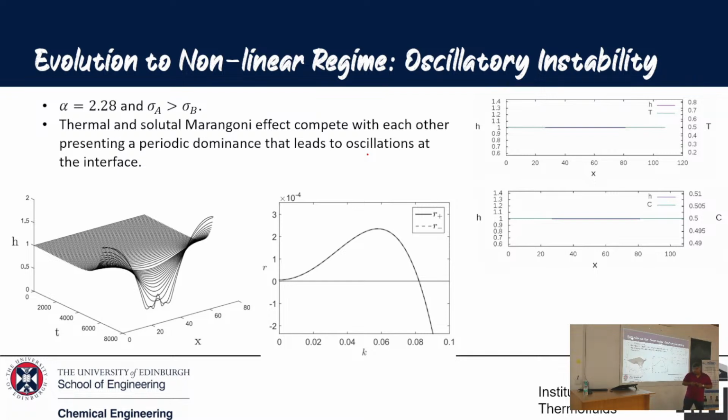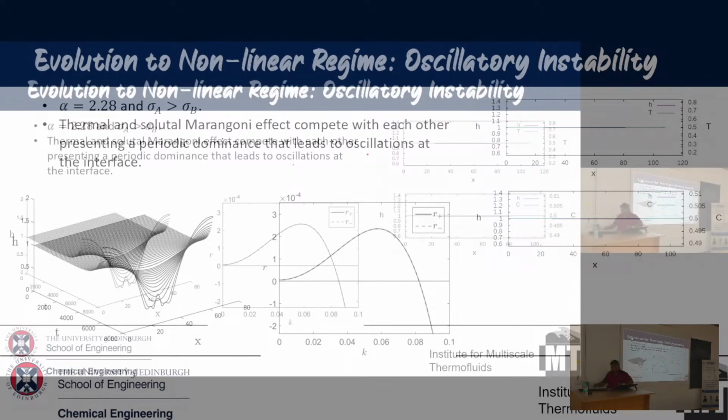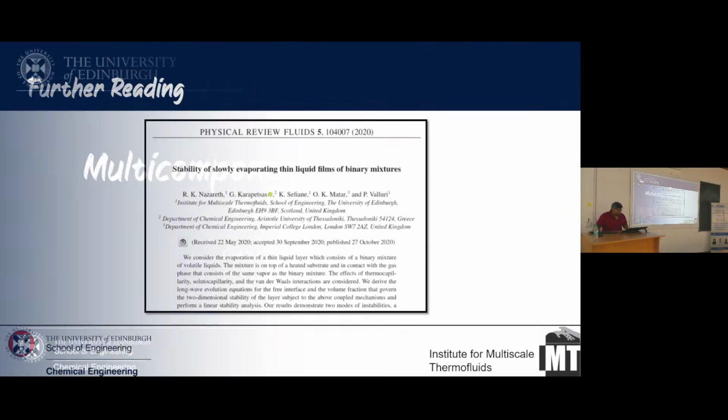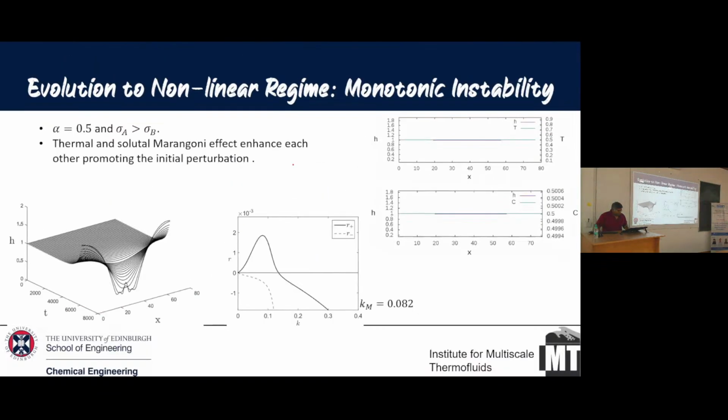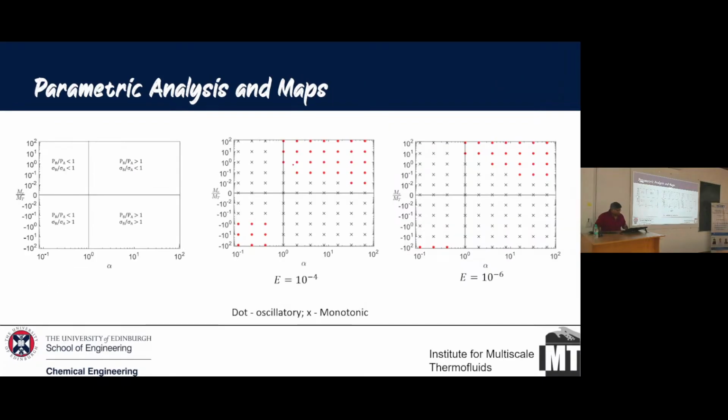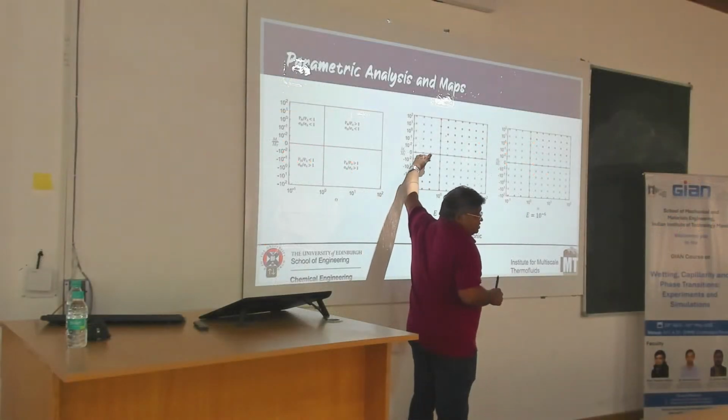So basically, if you look at the plot here, the moment you change your ratio between concentration as well as temperature Marangoni, you can go from one state to the other.